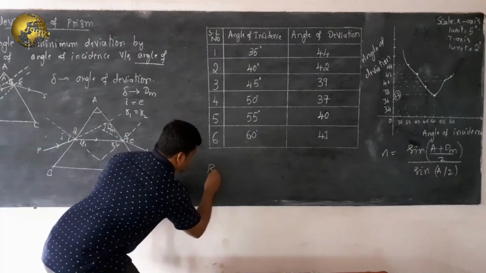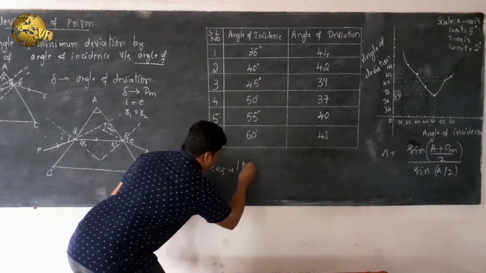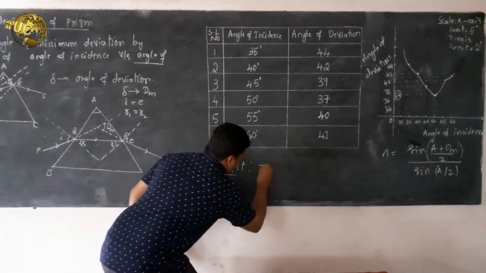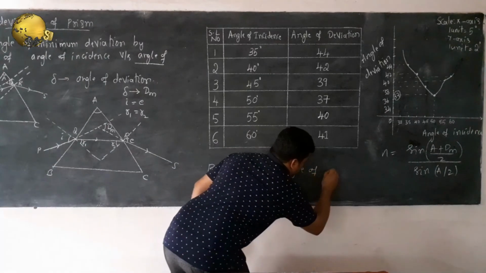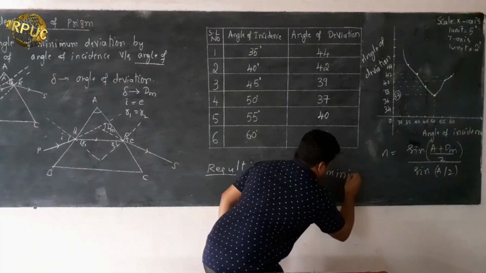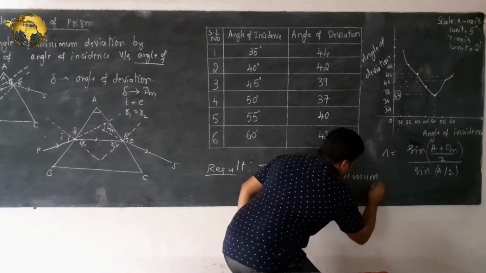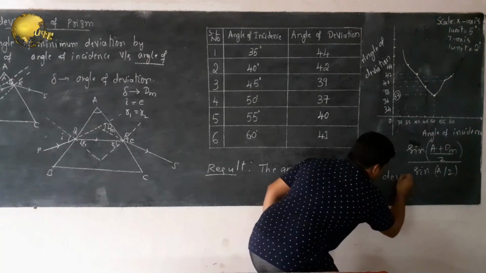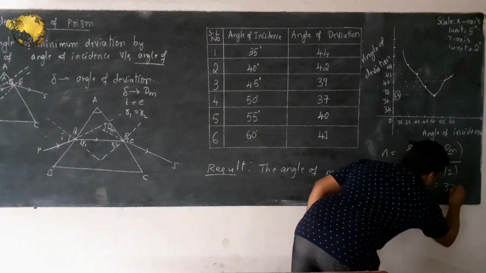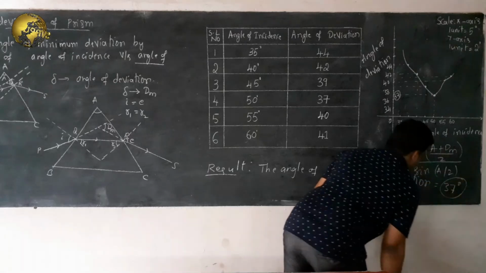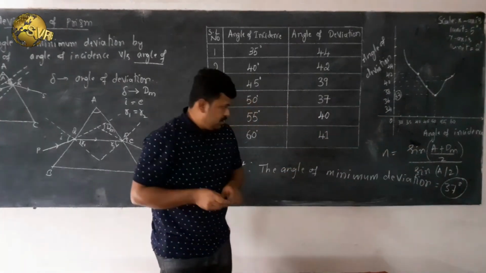That's the result of the experiment. Angle of minimum deviation is equal to 37 degree. So this completes the experiment.